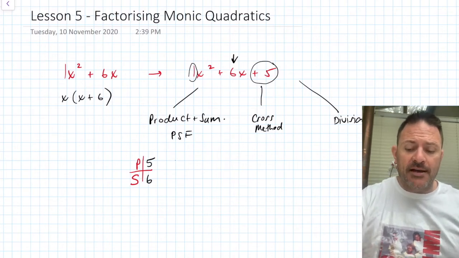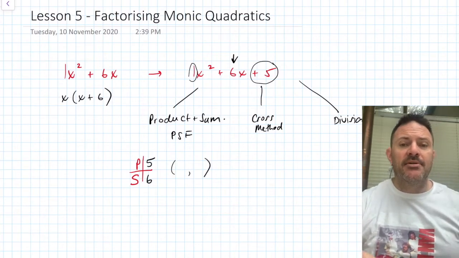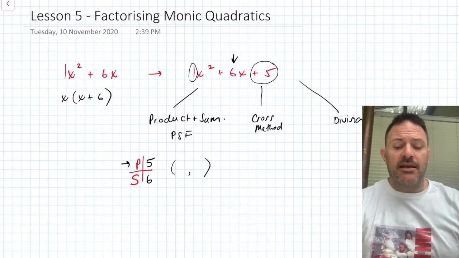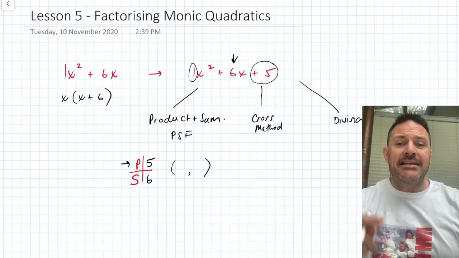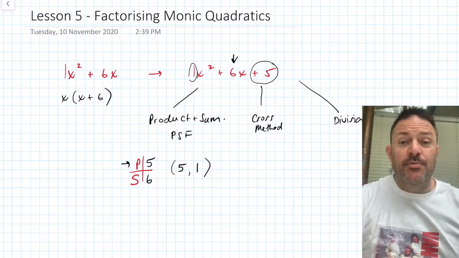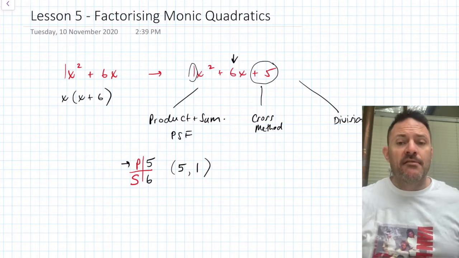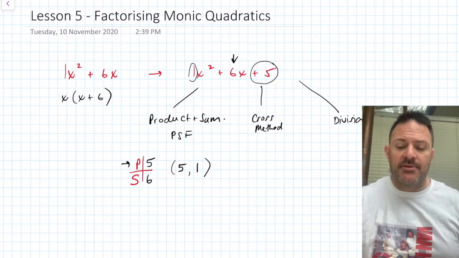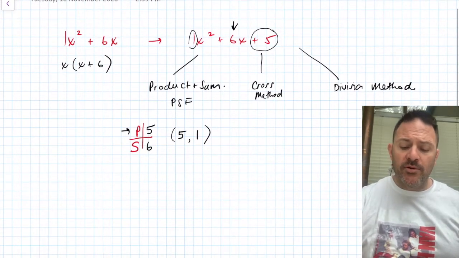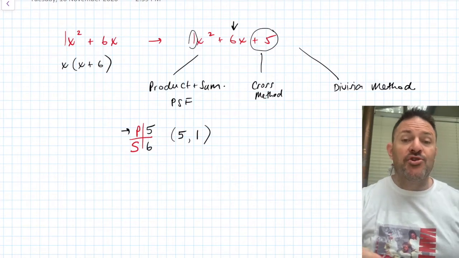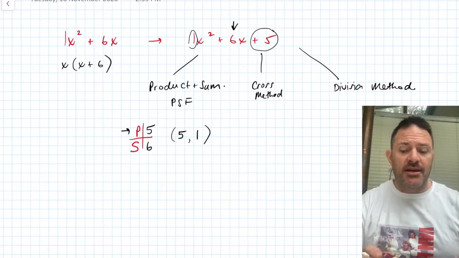Now, what we're looking at are the factors, right? What are 2 numbers that, remember, product means times, multiply together to give 5, but add together to give 6? Well, the only 2 numbers that multiply together to give 5, because it's a prime number, is 5 and 1. 5 times 1 is 5. 5 plus 1 makes 6. So there are 2 numbers. Now, there is a shortcut method which you could do straight away. I'm not going to do that just yet.